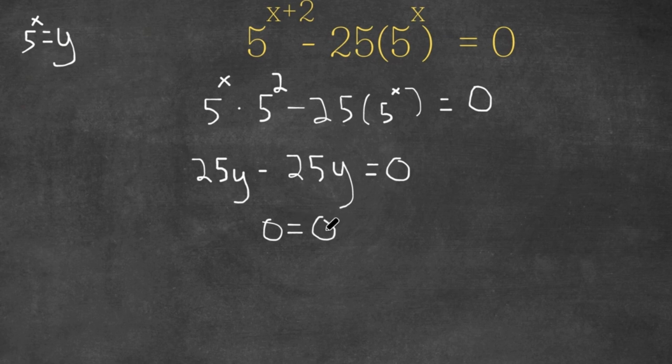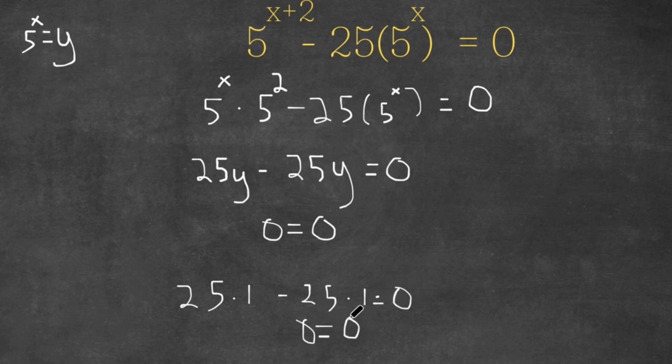Well, that's not a solution. And this actually means that any value that we put for y will make this equation true. As you can see, if we plug in 1 for y, let me write this here: 25 times 1 minus 25 times 1 equals 0. And that's just simply 25 minus 25, which is still 0 equals 0. And any value that you plug in for y will work.